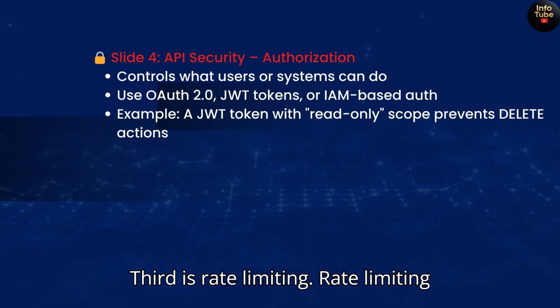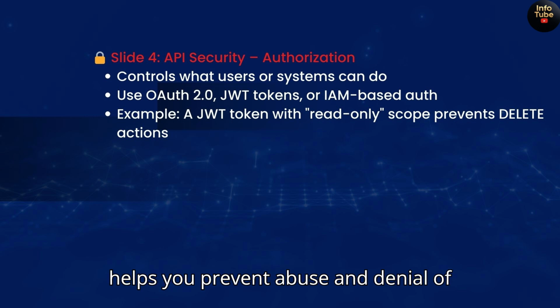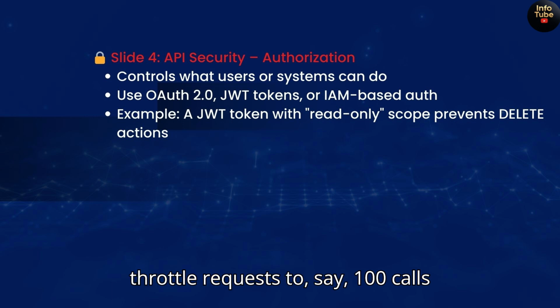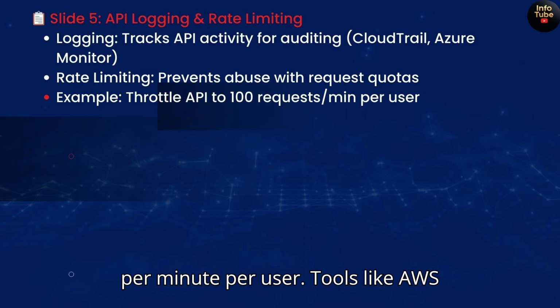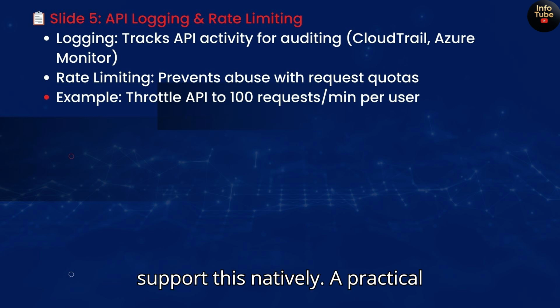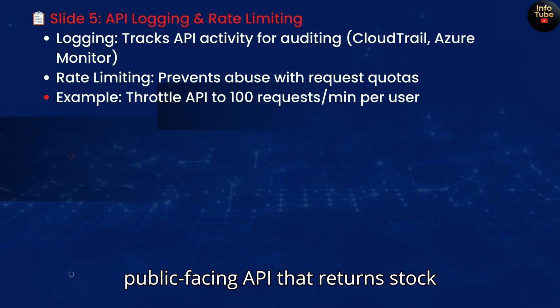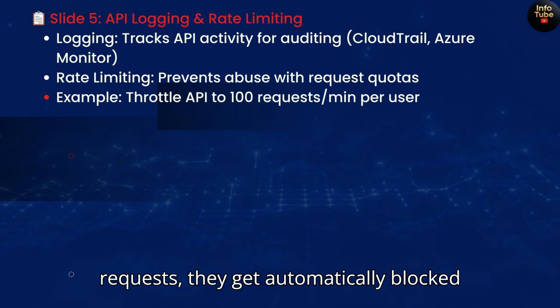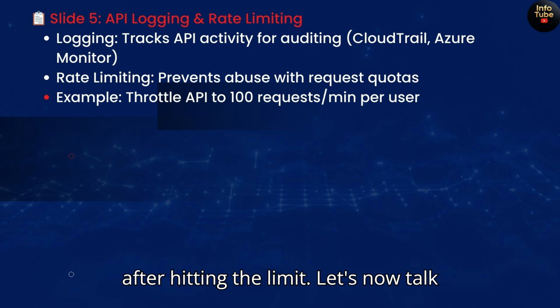Third is rate limiting. Rate limiting helps you prevent abuse and denial of service attacks. API gateways can throttle requests to, say, 100 calls per minute per user. Tools like AWS API Gateway or Azure API Management support this natively. A practical example would be limiting access to a public-facing API that returns stock prices. If someone tries to flood it with requests, they get automatically blocked after hitting the limit.